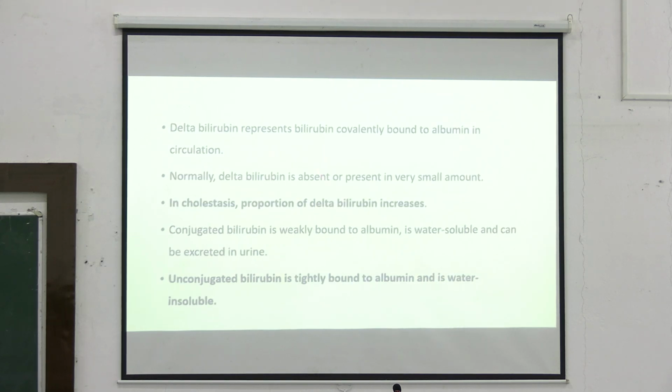Delta bilirubin represents bilirubin covalently bound to albumin in circulation. Normally, delta bilirubin is absent or present in very small amount. In cholestasis, proportion of delta bilirubin increases. Unconjugated bilirubin is tightly bound to albumin and is water insoluble.